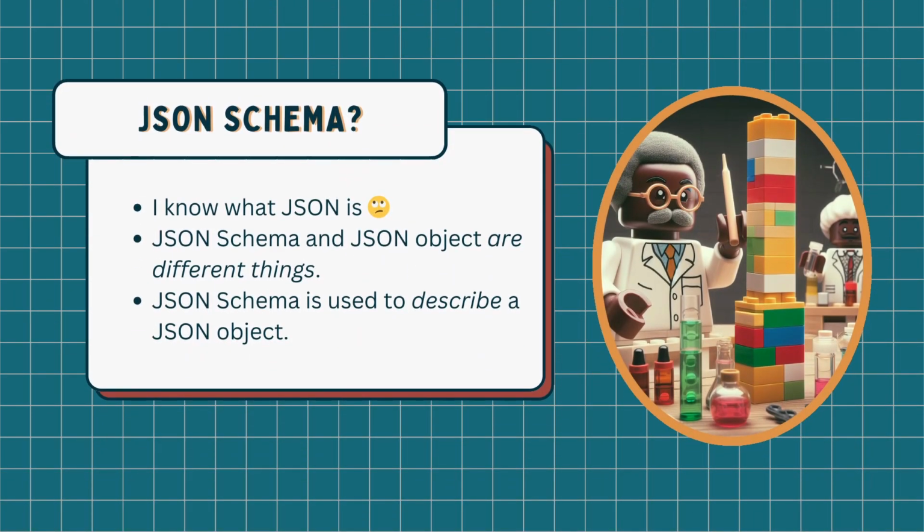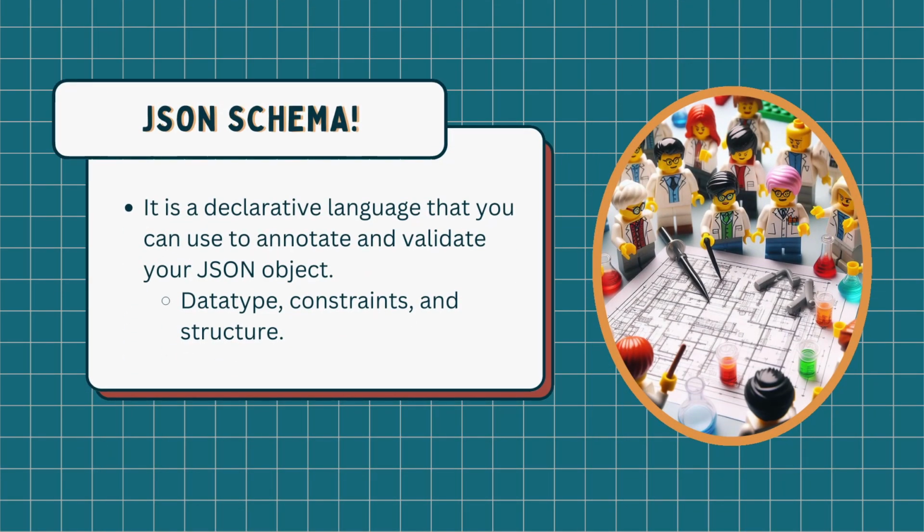Okay, so you might be thinking, I know JSON, I use it all the time. And I thought the same thing too, but actually the JSON schema is different to what we use all the time, the JSON object. What the JSON schema does is describe the JSON object. We use it to annotate and validate your JSON object, including data types, constraints, and structure. This will become clear with an example.